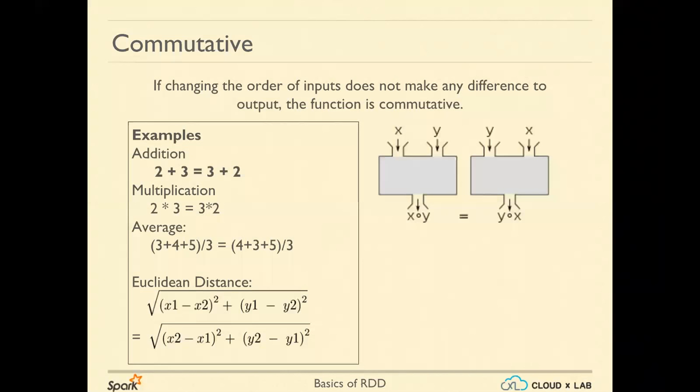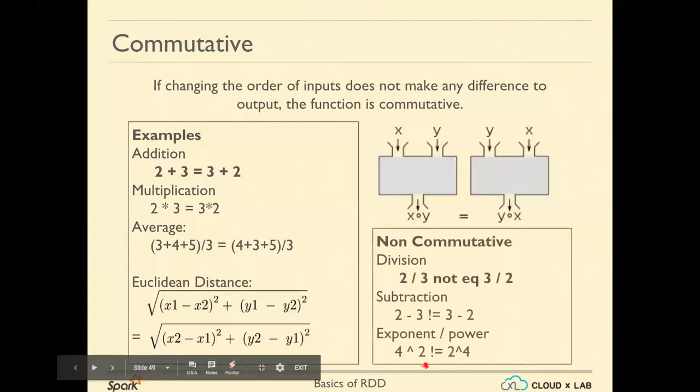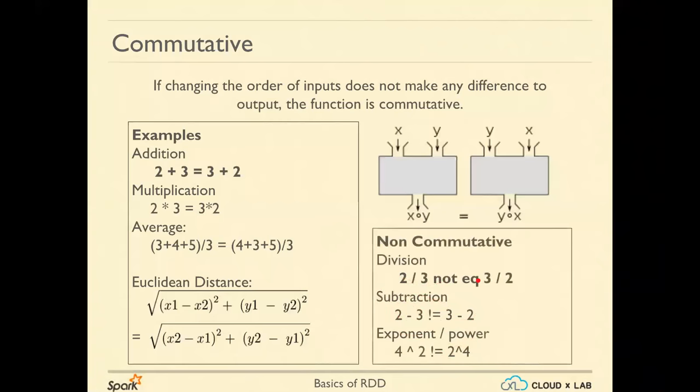All right. So yes, Euclidean distance is also commutative. Now, what is not commutative is division, subtraction, and power exponent. Right? 4 to the power 2 is not equal to 2 to the power 4. Similarly, 2 minus 3 is not equal to 3 minus 2. 2 by 3 is not equal to 3 by 2. So that is not commutative.